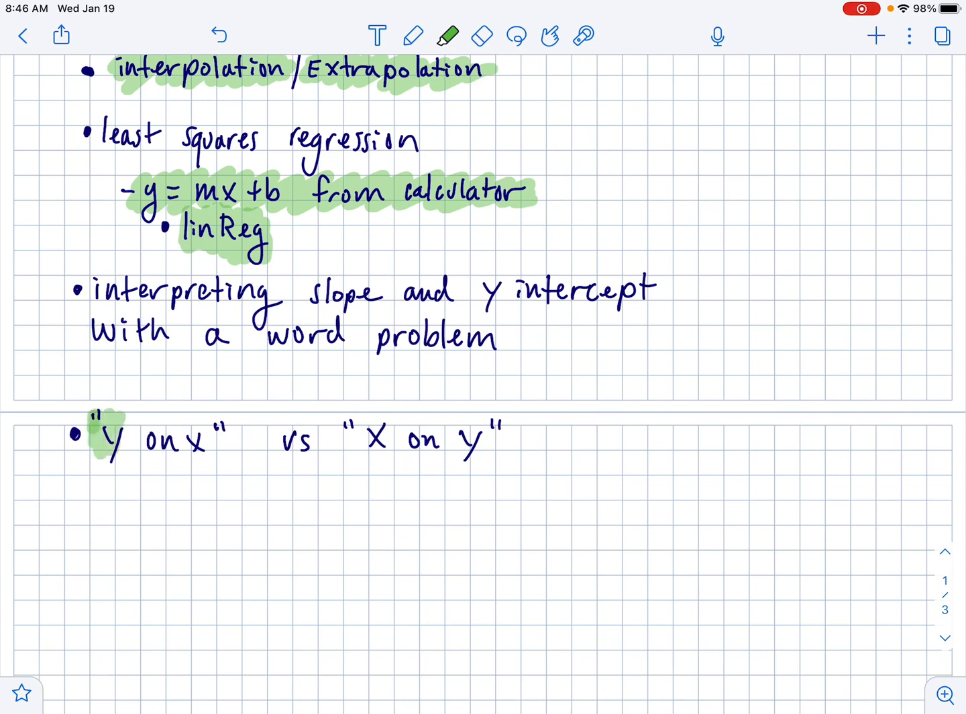And the last thing we did was knowing how to find a line of best fit that's y on x, or sometimes it behooves you to find an x on y. Remember that y on x means y equals something with x, and x on y means x equals something with y.